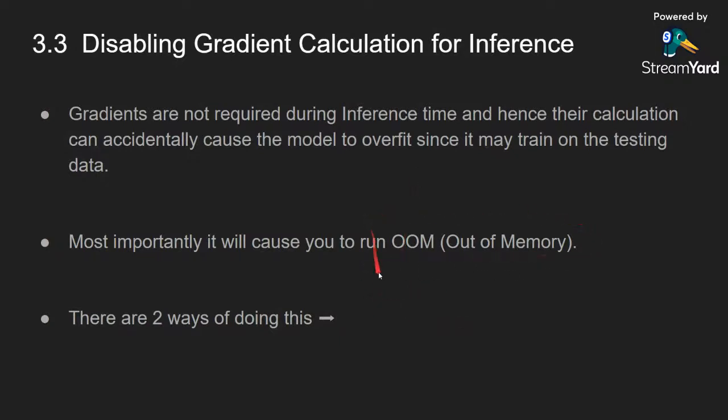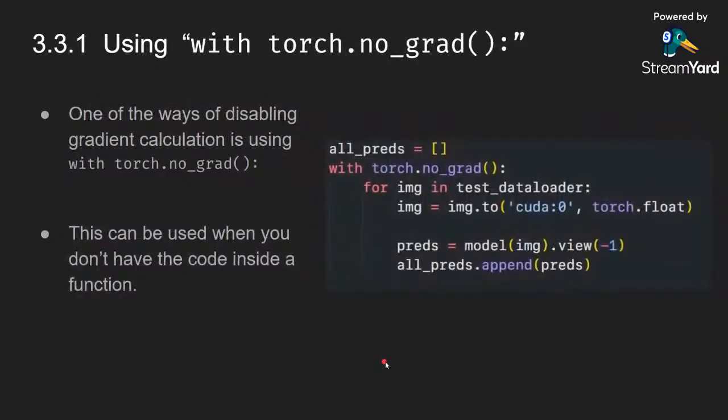This is something that I've caused a lot, and it's a major hair-plucking reason of mine that I have faced in the past. I was getting the predictions for the submission file, and I was passing all the testing features at once, and I was getting an out of memory error. I was very confused as to why it was happening. It turned out that I had gradient calculation enabled, so I didn't disable it, and hence it was giving me this error. So there are two methods of doing this.